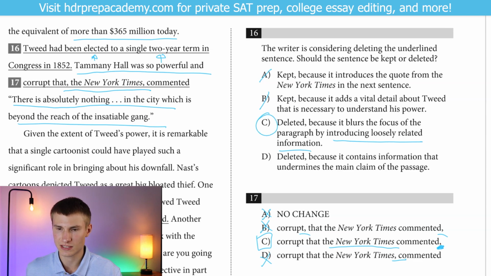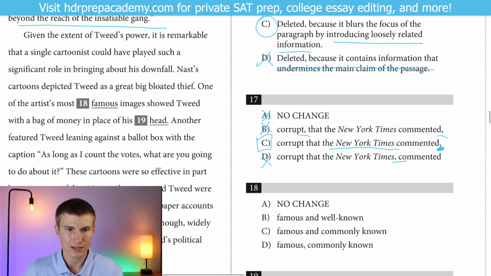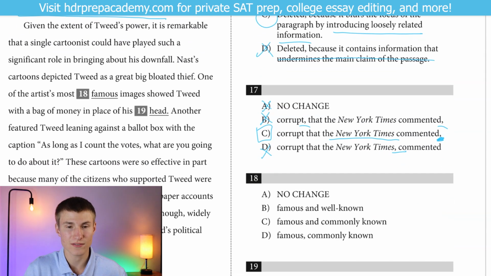If we look at D, "deleted because it contains information that undermines the main claim," there's no undermining of our main claim there. All right, we can go and keep reading. We have, "Given the extent of Tweed's power, it is remarkable that a single cartoonist could have played such a significant role in bringing about his downfall."